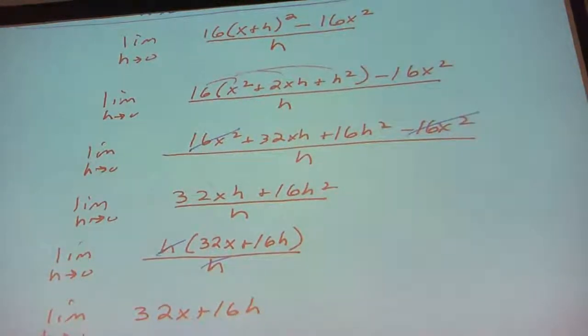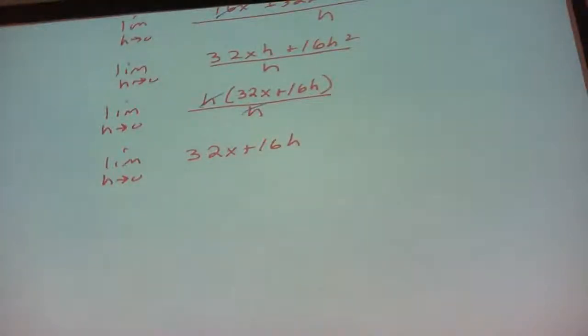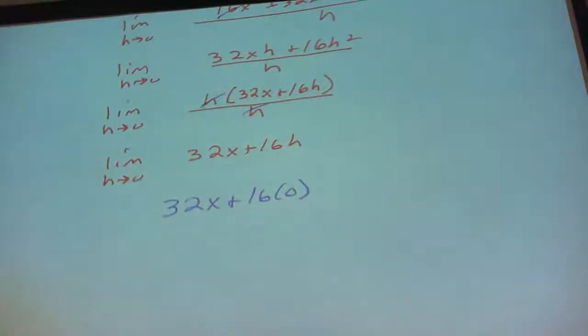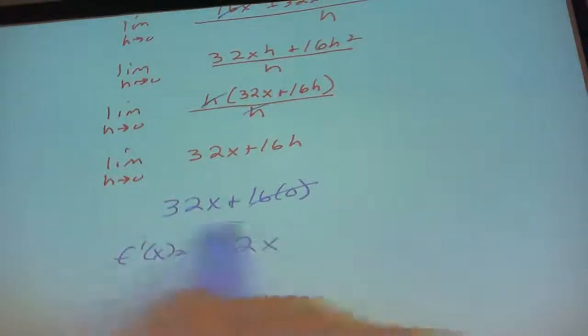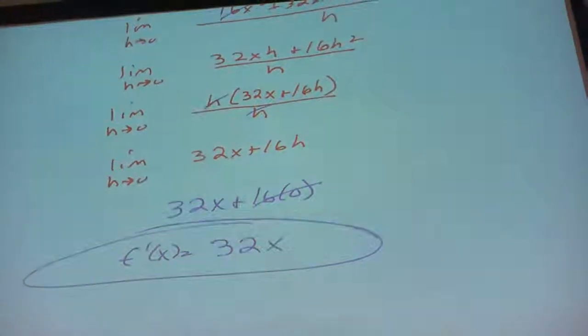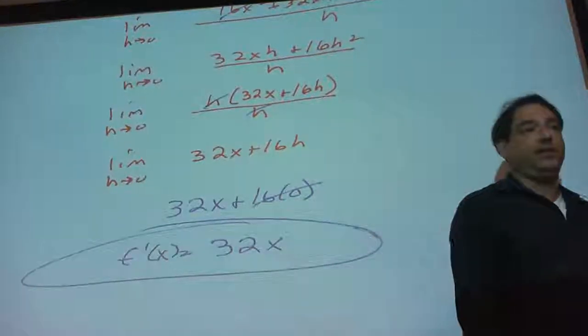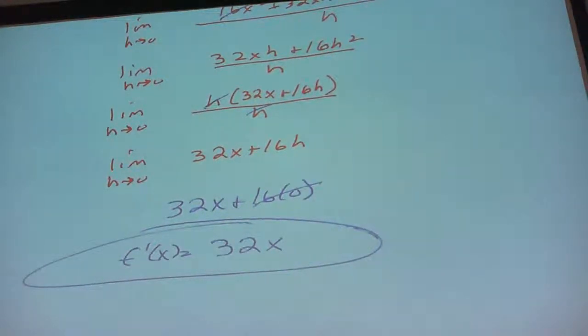Once I get to that step, can I plug 0 in for h? Yeah, so I don't write the limit anymore. And what's 16 times 0? So what am I left with? Now, all that work to get 32x. All that work to get 32x. And I put this little apostrophe. That little apostrophe means derivative. So all that work for 32x.